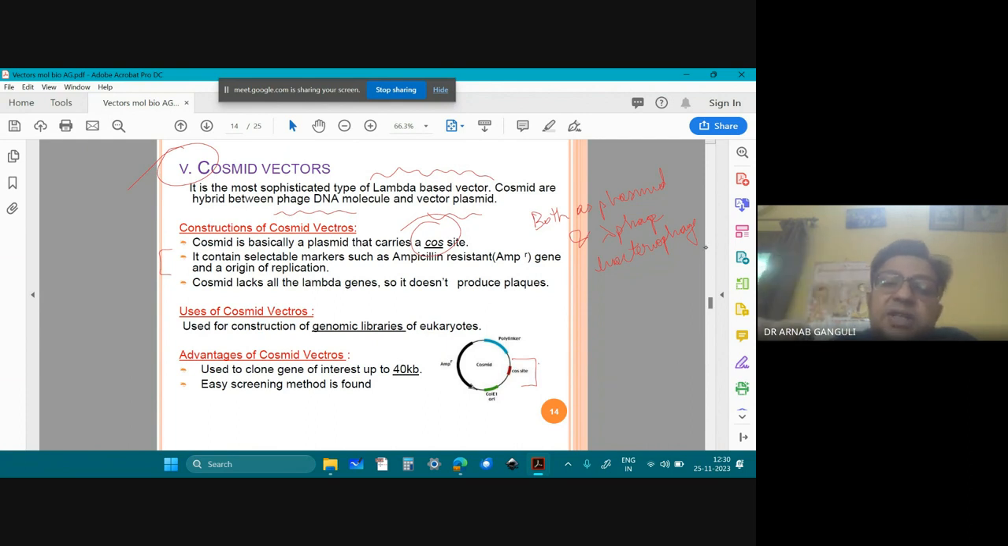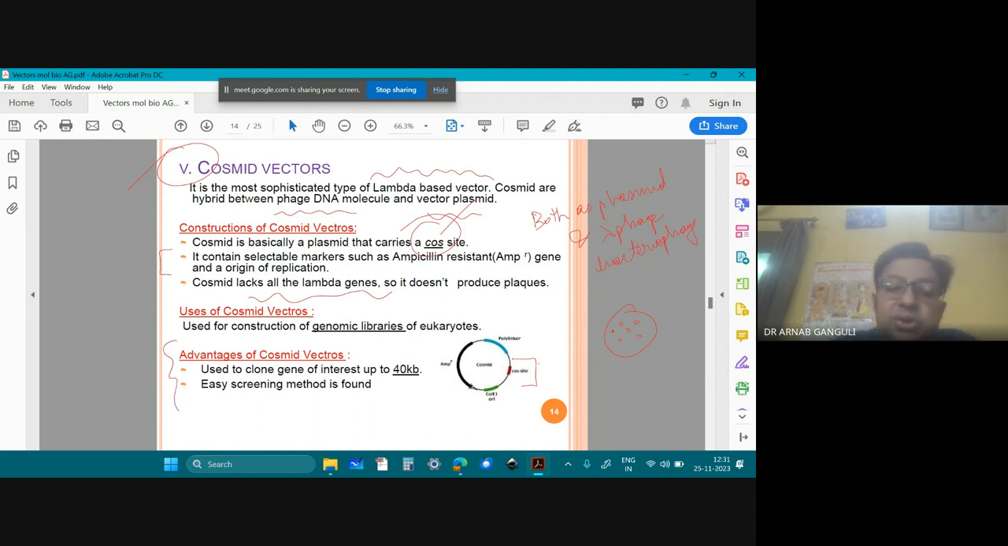So therefore, it has a cos site, but it lacks all the lambda genes. So therefore, it will not produce plaques. Plaques means, in a colony full of bacteria, when the bacteria lyse and die, little clear fluid-filled cavities are formed. There you can find your little DNAs, plasmids. Since it lacks all the lambda genes, it will not work.